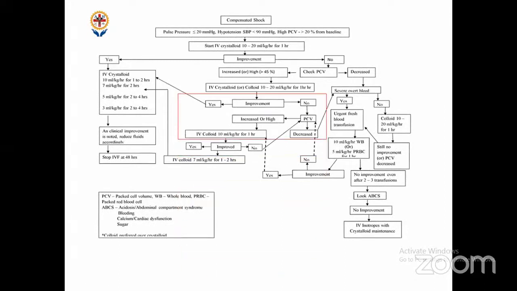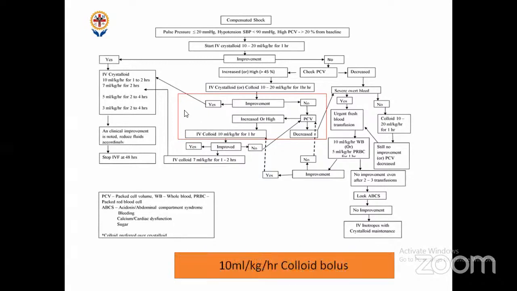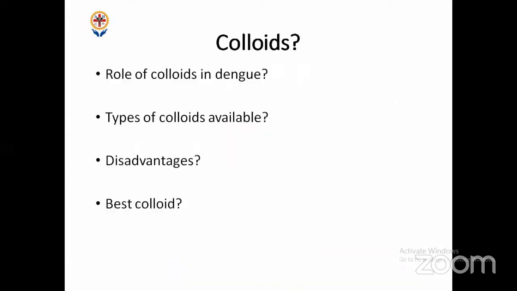We are standing here. We have given crystalloid for 2 hours and there is no much improvement. We have to check the PCV and the PCV is still in the high range. So your PCV is 50. So we are going to give colloid for this child. I will start a 10 ml per kg per hour colloid bolus for this child.